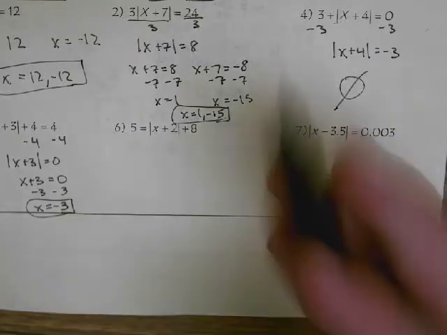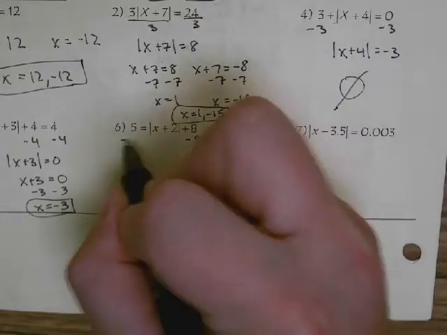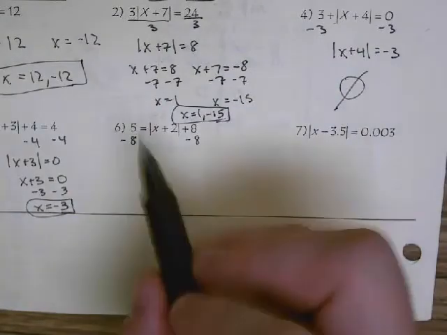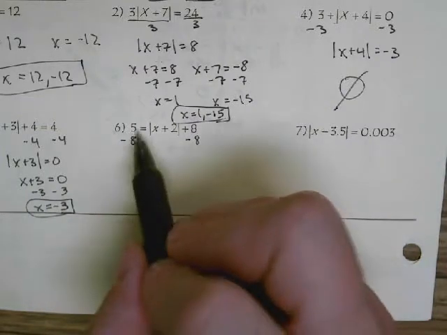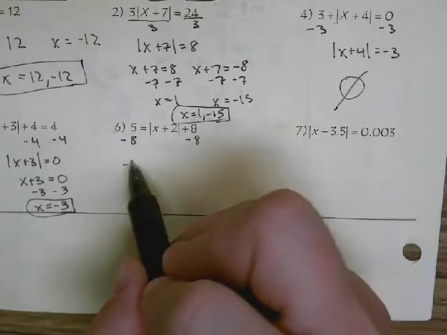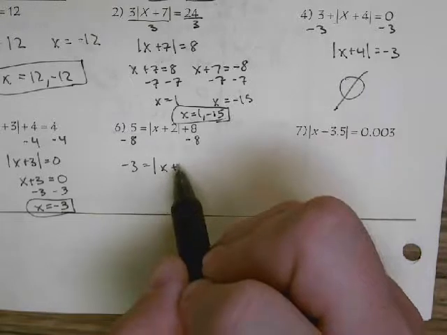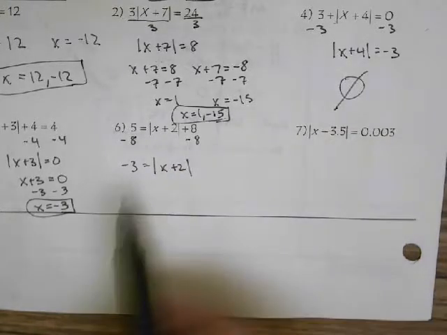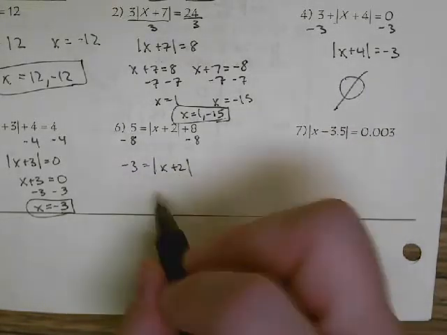Number 6, same process, isolate the absolute value. To do that, I'll have to subtract 8 from both sides. When I do that, I have 5 minus 8, which is negative 3, is equal to the absolute value of x plus 2. Well, my absolute value is equal to a negative, so we know no solution.